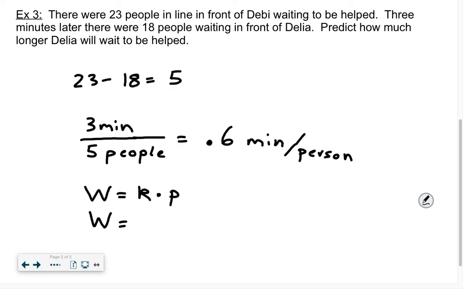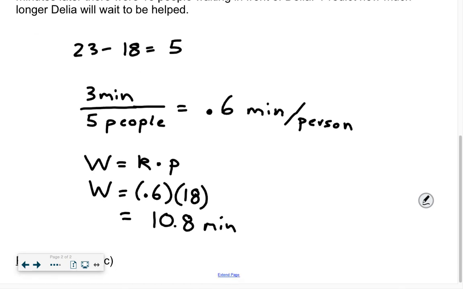So how long will we have to wait? Well, my constant k is the 0.6. The number of people that are left are 18. So 0.6 times 18 gets me a total of 10.8 minutes. And understand the problem was approximately, or predict about how long it'll take. So we're going to go ahead and say approximately 11 minutes.